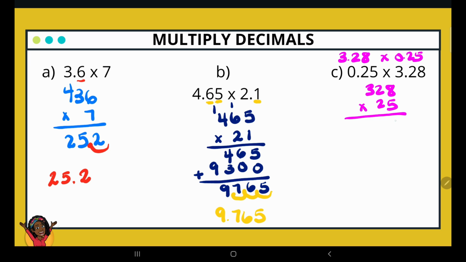5 times 8 is 40. 5 times 2 is 10 plus 4 is 14. 5 times 3 is 15 plus 1 is 16. We put in our placeholder. 2 times 8 is 16. Carry the 1. 2 times 2 is 4 plus 1 is 5. 2 times 3 is 6.